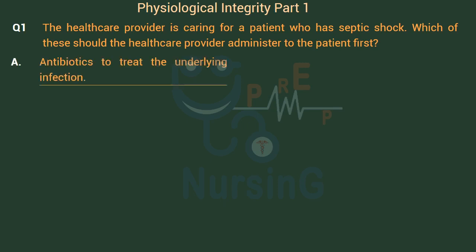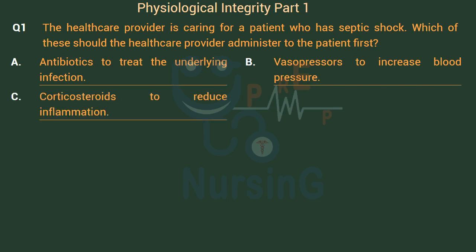Option A. Antibiotics to treat the underlying infection. Option B. Vasopressors to increase blood pressure. Option C. Corticosteroids to reduce inflammation. Option D. IV fluids to increase intravascular volume. Right answer is Option D. IV fluids to increase intravascular volume.